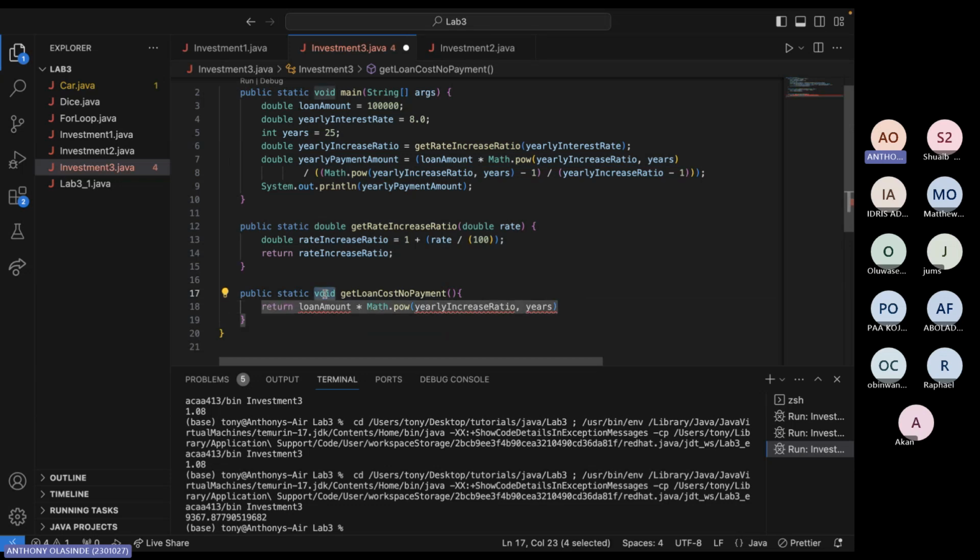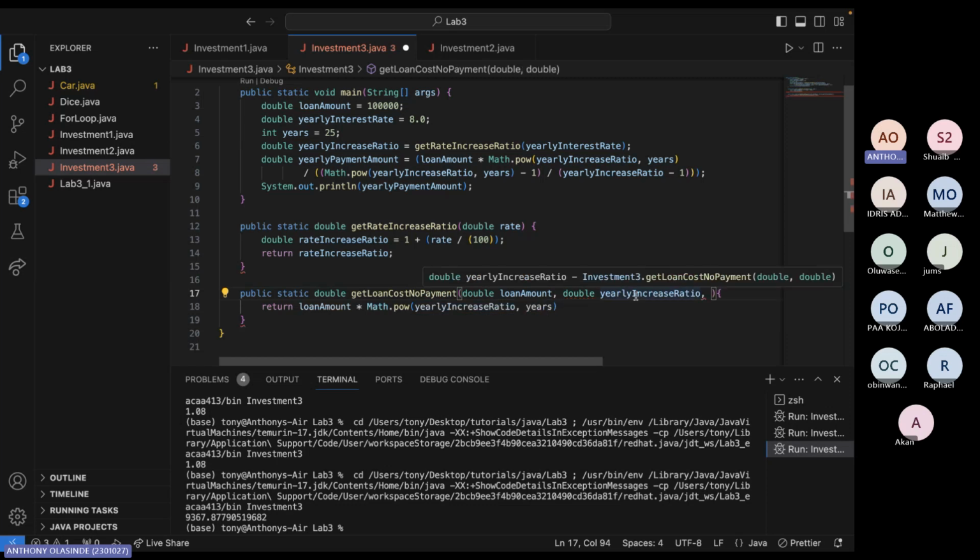Then this should be double, because we need the loan amount, we need the yearly increase ratio, and we need the years. We know the loan amount is a double, so double loan amount. We also need the yearly increase ratio, that's also a double. We also need years, which is an integer, so int years, right? So that fixes that.